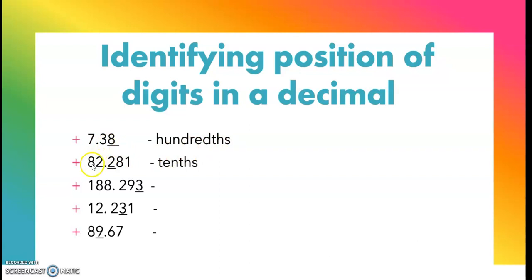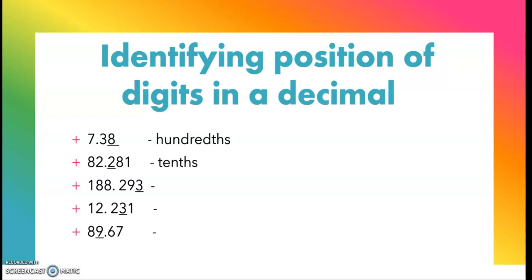Example 2, 82.281, and it is saying here that it represents tenths because the 2 is underlined. The 2 after the decimal point is underlined. Remember, the first digit after the decimal point will fall under the tenths column.